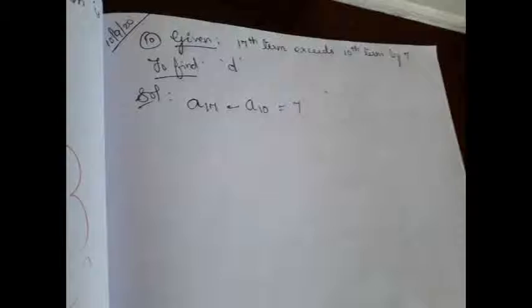Let us move on to the next question. The 17th term of an AP exceeds its 10th term by 7. Find the common difference, right? Now see what is given in the question: the 17th term exceeds the 10th term by 7. 17th term means a17. So the difference between the 17th term and the 10th term is 7.